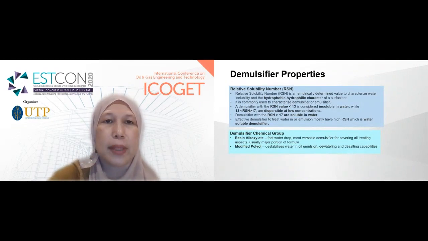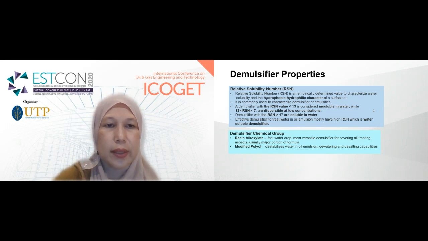So let me brief you a little bit of theory of demulsifier properties. First is the relative solubility number. It is actually an empirically determined value to characterize water solubility and hydrophobic hydrophilic character of your demulsifier surfactant. It is commonly used to characterize demulsifier or emulsifier. A demulsifier with RSN less than 13 is considered insoluble in water, while RSN more than 17 are soluble in water, or water soluble. Effective demulsifiers to treat water in oil emulsion mostly have high RSN, which is water soluble type of demulsifier.